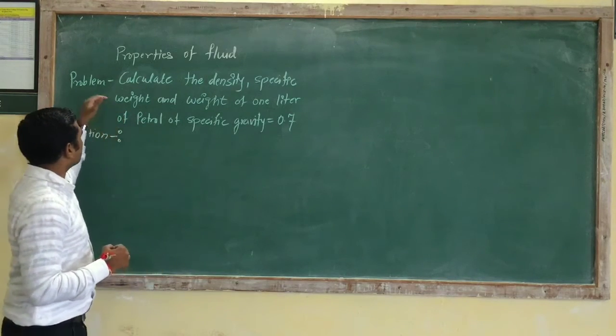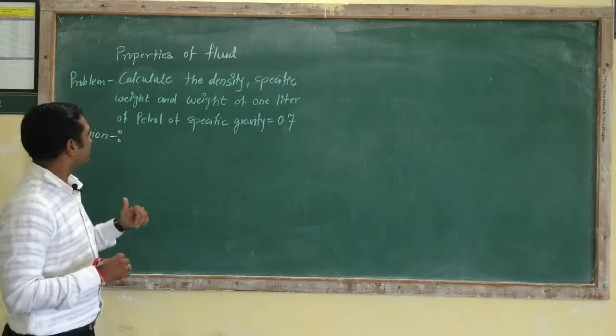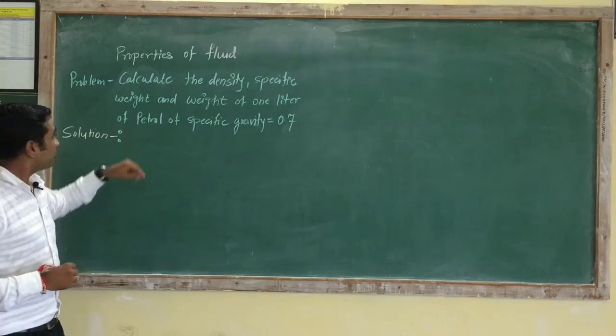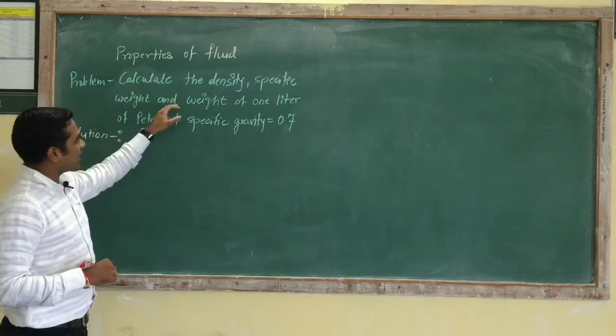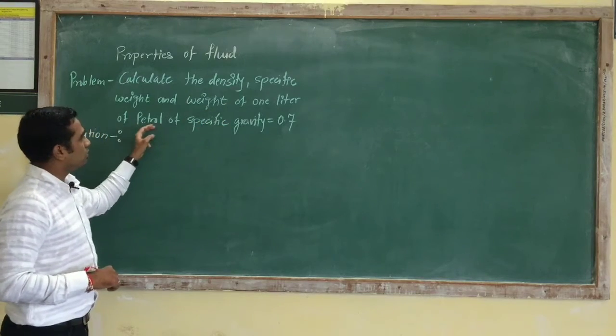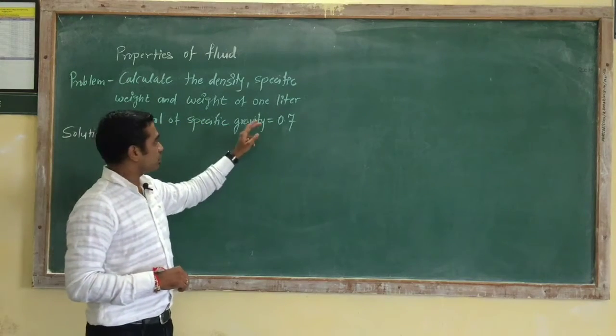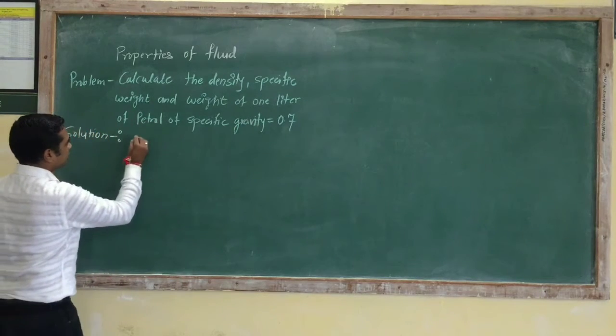Now we will discuss the problems related to our first unit, that is property of fluid. This is second problem. Now see the problem. Calculate the density, specific weight and weight of 1 liter of a petrol having specific gravity 0.7. Now first of all, write the given data.